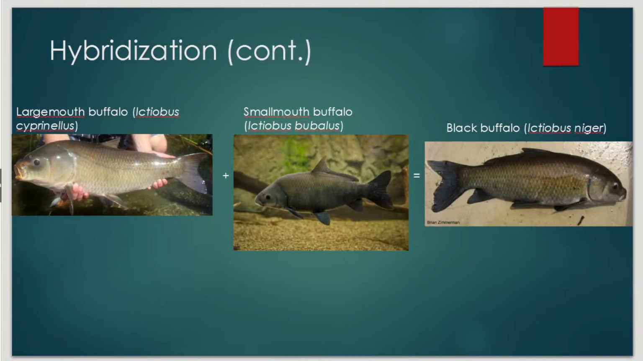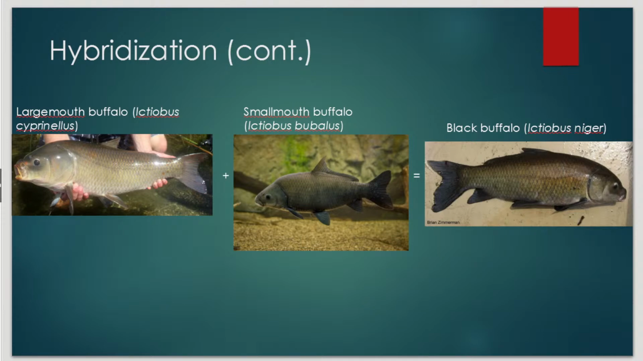There we go. Okay. So this is an example in which we have a new species that arose from some other pre-existing species. So we have the largemouth buffalo and the smallmouth buffalo, and these guys have interbred so often they've actually produced a hybrid species called the black buffalo. We actually have smallmouth and black buffalo at the Shreveport Aquarium, so come by and check them out if you want to see them.